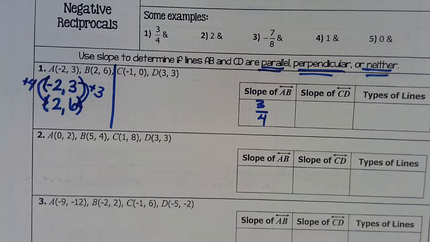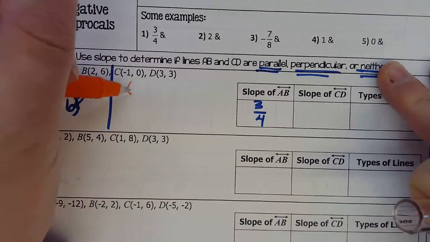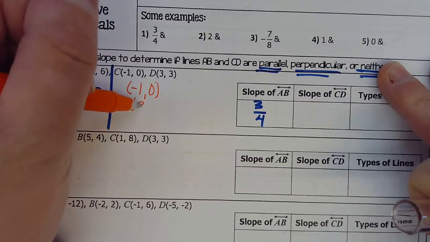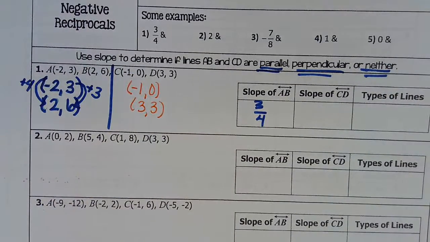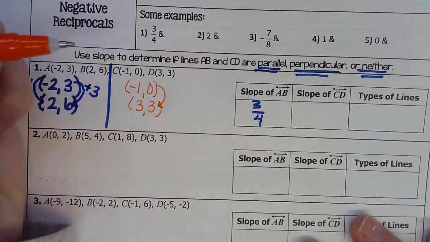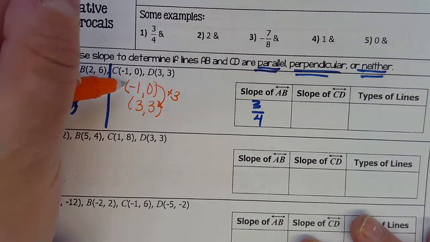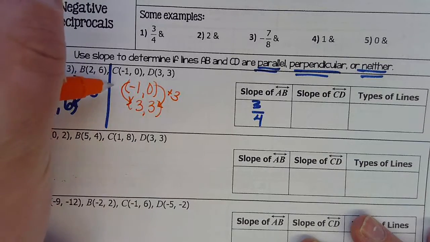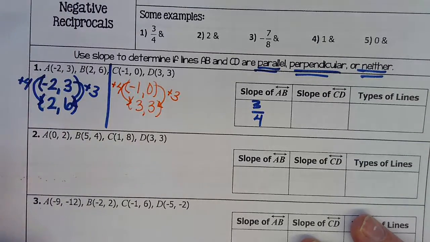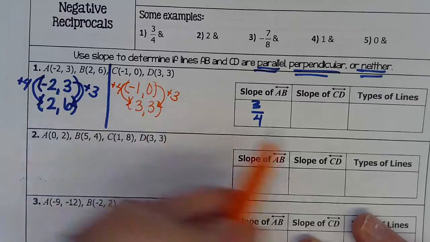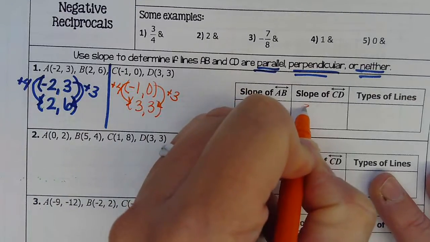So we're kind of doing what you did last week, a little bit here and there, and we're adding to it a little bit. So now I'm going to find the slope of CD. So I'm going to take my points and I'm going to stack them. I have -1, 0, and I have 3, 3. And I'm going to do the same thing. How do I get from 0 to 3? I go up 3, so positive 3. How do I get from -1 to 3? I go up 4, so plus 4. So then I write my fraction as right over left, so I write it as 3 over 4.